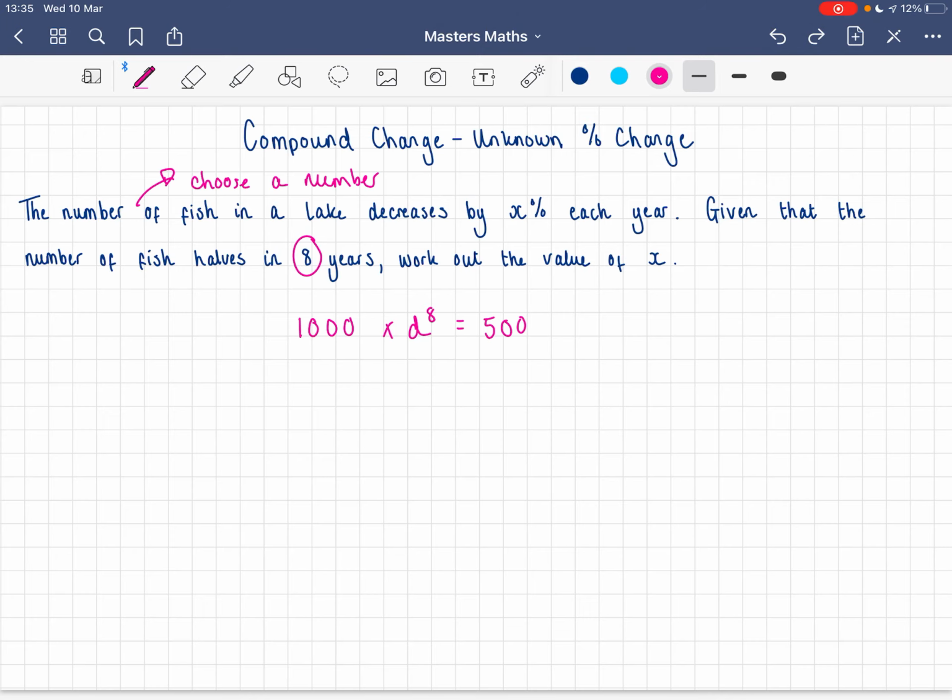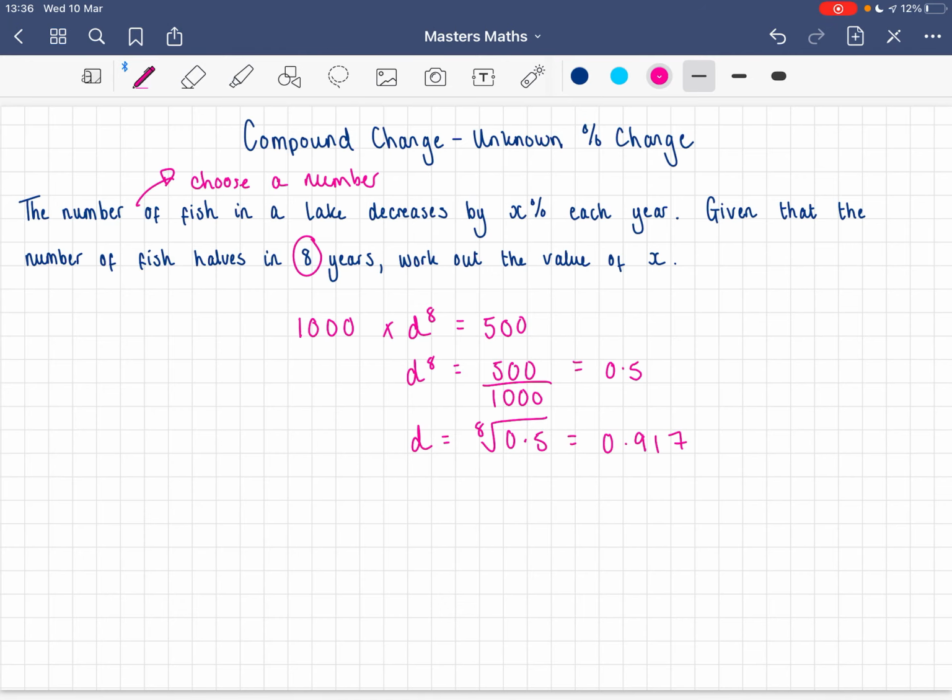And then I'm going to reverse that and get d on its own. So I get d to the power of 8 is equal to 500 divided by 1,000, which is a half, is 0.5. And then to get d, I need to do the eighth root of 0.5, which gives me 0.917.